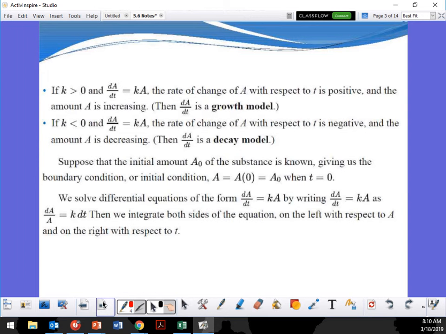It'll make sense here in a minute. All right. So if k is greater than 0, it is going to be a growth model. If k is less than 0, it's going to be a decay model.